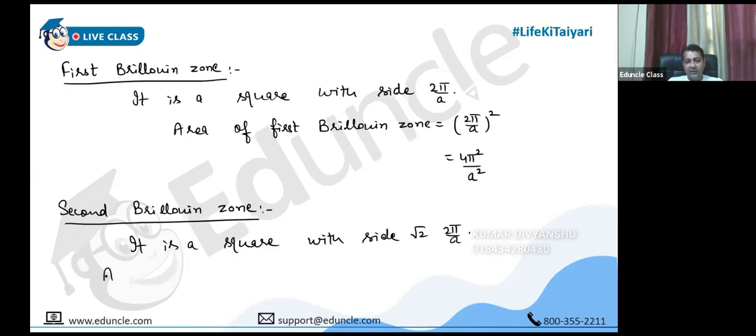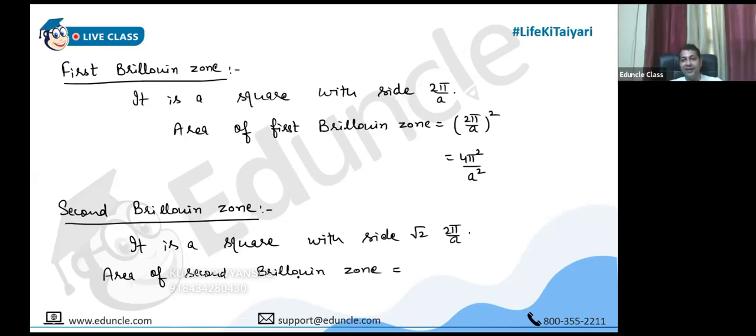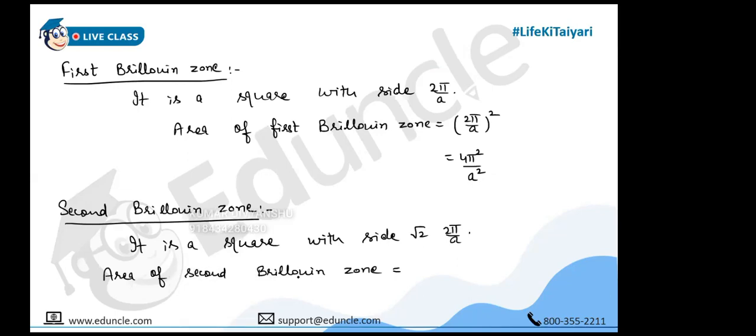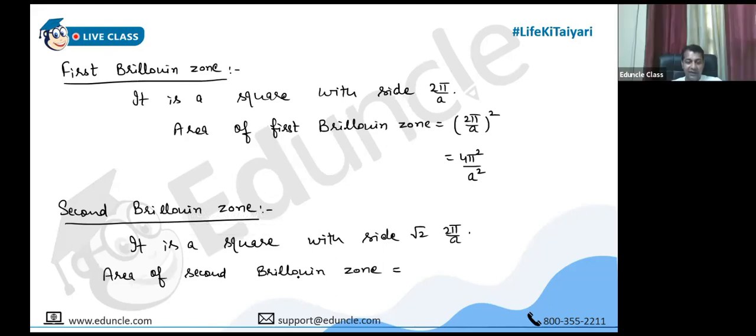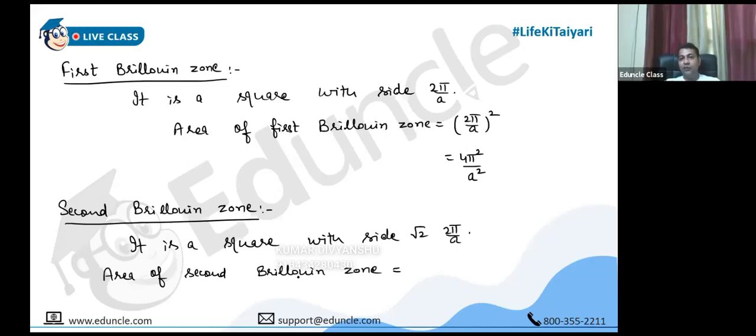But what about the area? Sir, we have to subtract the first. She is saying that we have to subtract the first area from the second one. Yeah, we have to subtract. The shape will be a square, but the area will be calculated by subtracting the area of the first square from the second square.